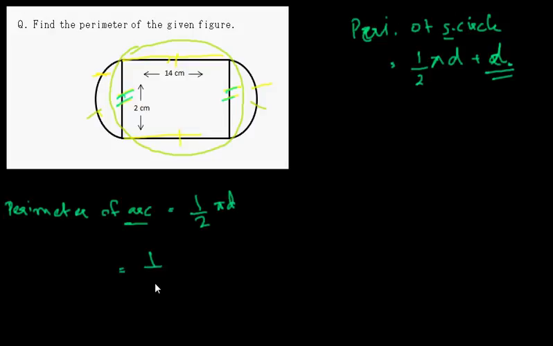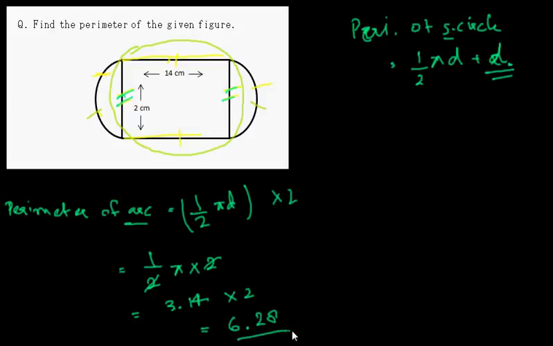Let's plug in the values. We'll keep pi as it is, and the diameter is 2, so we cancel out 2 and we're left with 3.14. And we'll multiply this by 2 since there are two arcs. So we multiply this 2 by 2 and we're left with 6.28. So this is done.